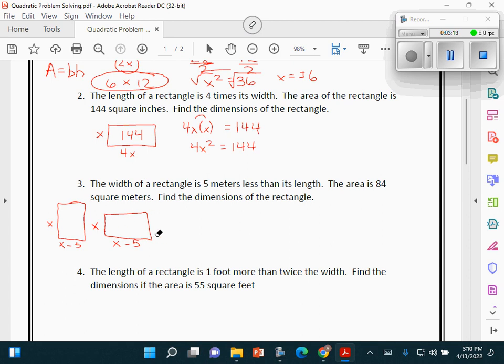Nevertheless, what do we know? The area, this isn't going to let me erase. Travesty. The area is 84 square meters, so we do base times height is equal to the area. We have the distributive property. We have x squared minus 5x equals 84. We have a quadratic equation. So now you can decide how you want to solve it.